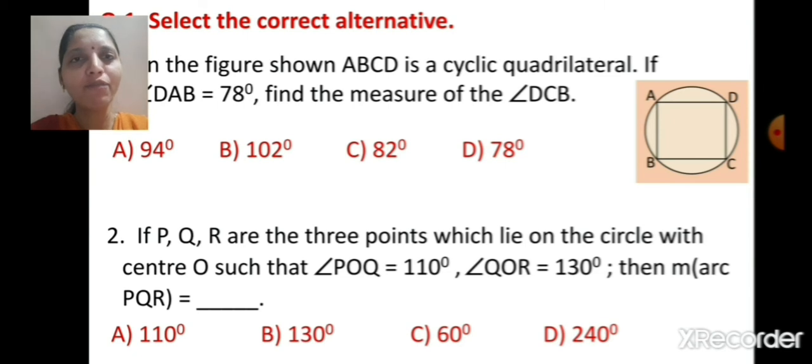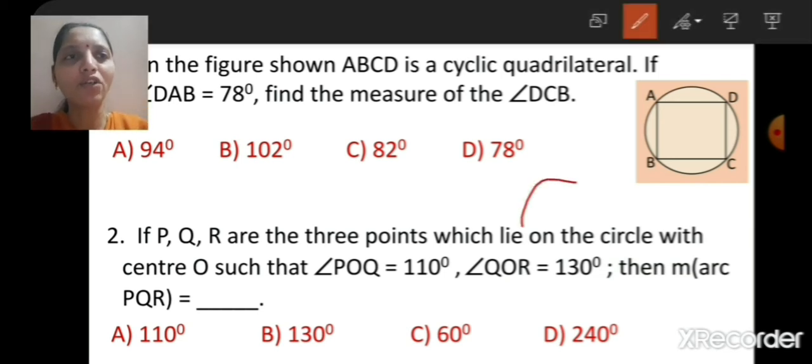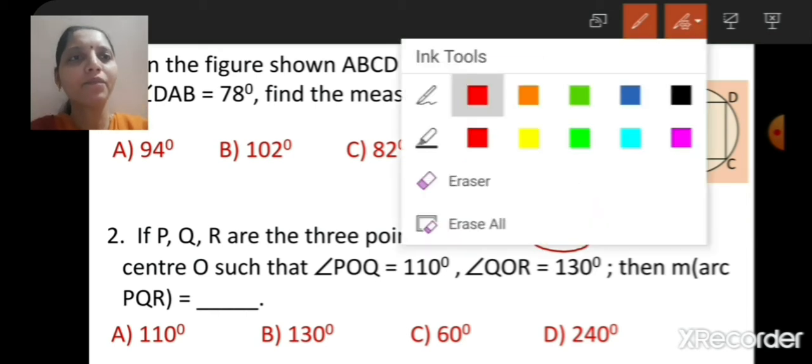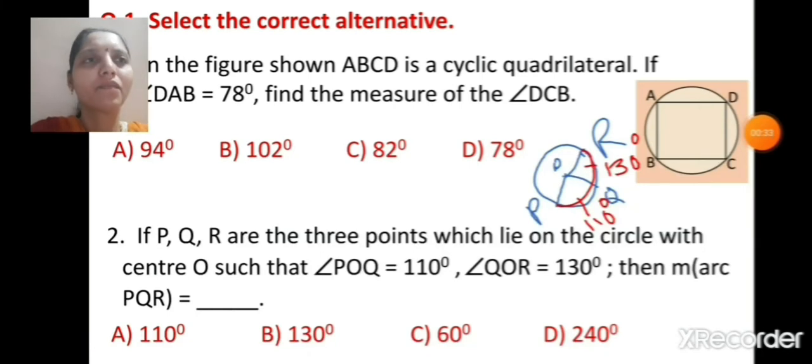Second question, if P, Q, R are 3 points which lie on the circle with center O such that angle POQ is equal to 110 degrees, angle QOR is equal to 130 degrees, then major arc PQR is equal to how much? So how can you find this? Yes, first we have to draw a figure according to the given data. So here in this figure, this is the circle with center O, and angle POQ is given as 110 degrees, angle QOR is given as 130 degrees, and you have to find major arc PQR.